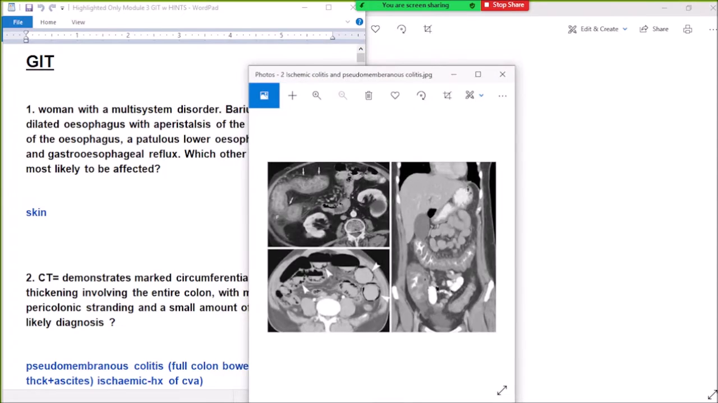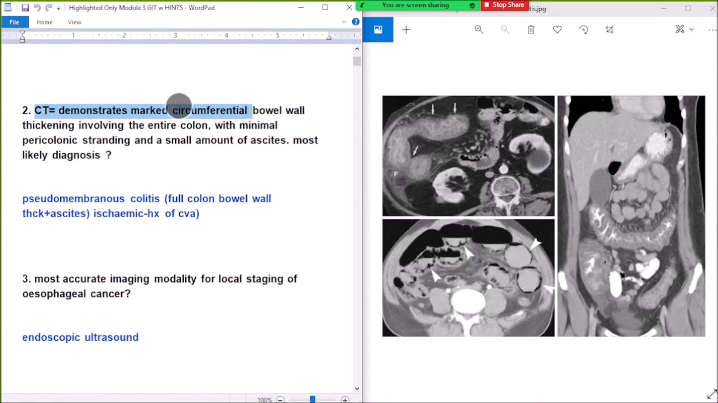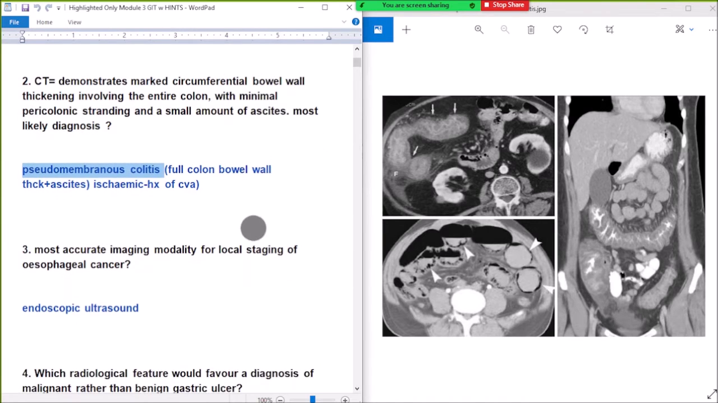Next question. Question number 2. CT scan demonstrates marked circumferential bowel wall thickening of the entire colon with minimal pericolonic stranding and a small amount of ascites. Most likely diagnosis: pseudomembranous colitis, because the full colon wall is involved and thickened, with ascites. In ischemic colitis, there will be a history of cerebrovascular accident or cardiac disease.